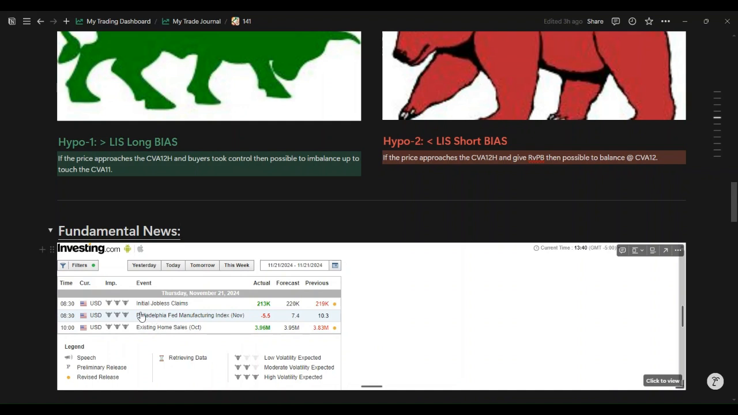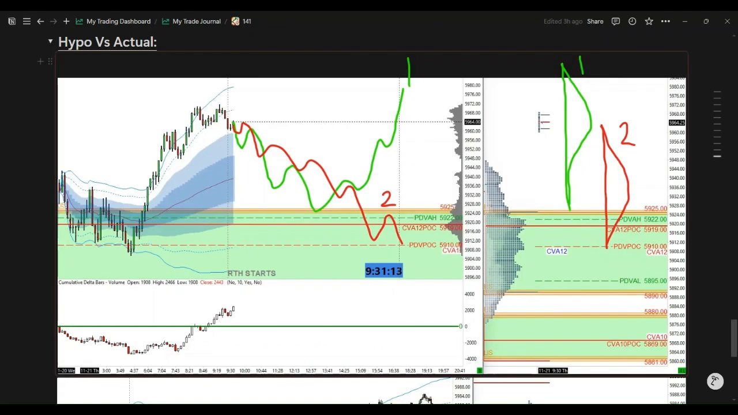Initial jobless claims forecast was 220K, but the actual came to 213K. Philadelphia Fed Manufacturing Index forecast was 7.4, but actual was minus 5.5. Existing home sales forecast was 3.95 million, and actual was 3.96 million. So this is the actual result that came on that particular day. These results clearly say that the market is bullish. That was the main reason I took a long bias instead of a short bias.